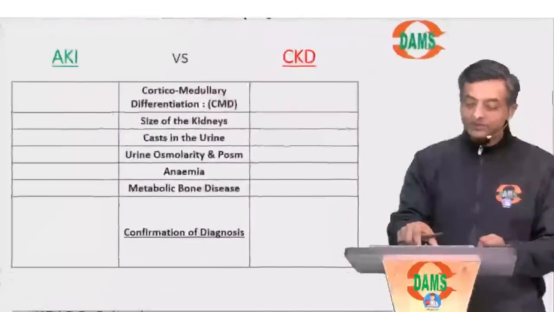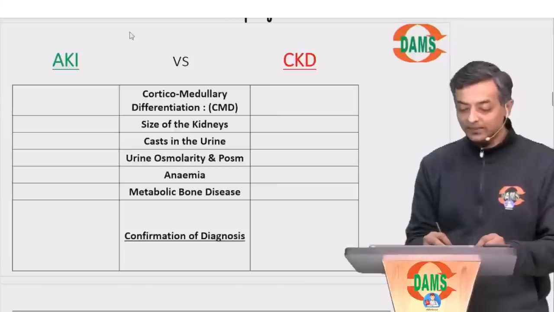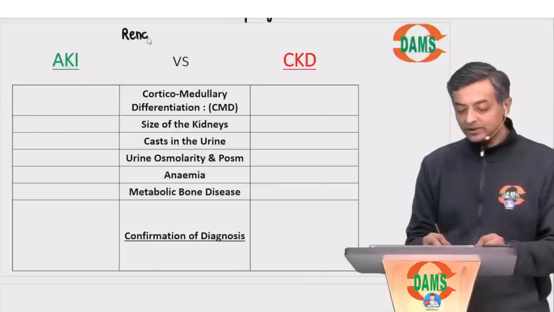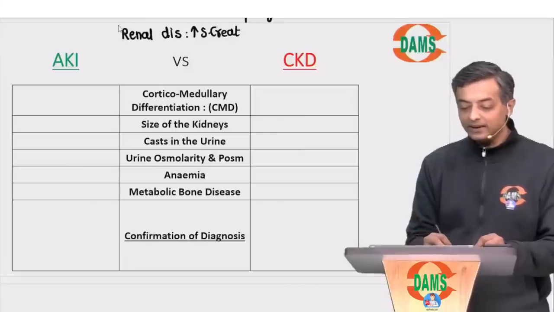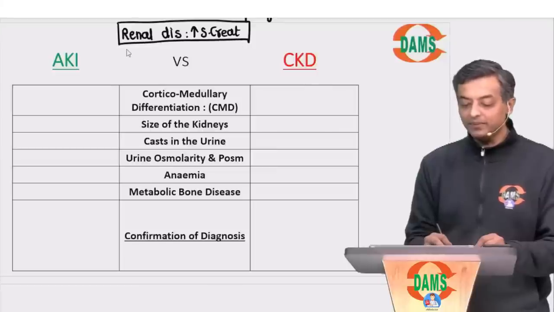Coming to nephrology, renal disease again. How to differentiate when a patient comes with a renal disorder? When a patient comes with a renal disorder, when do you say it is present? When the patient has elevated creatinine or has got symptoms.